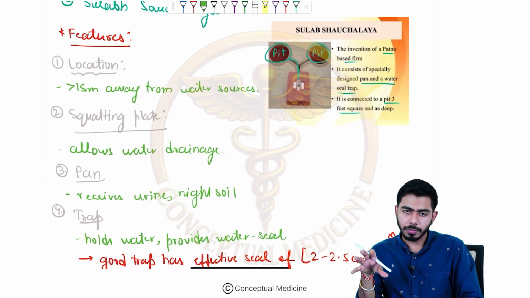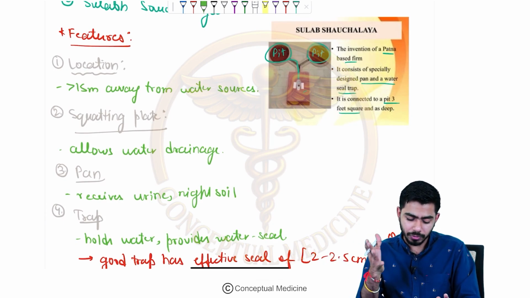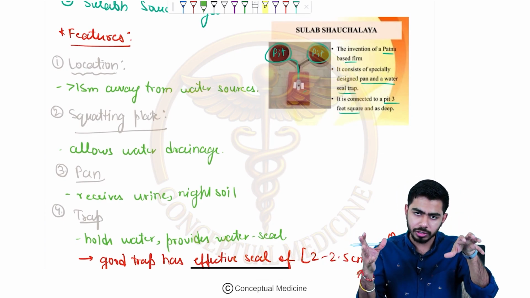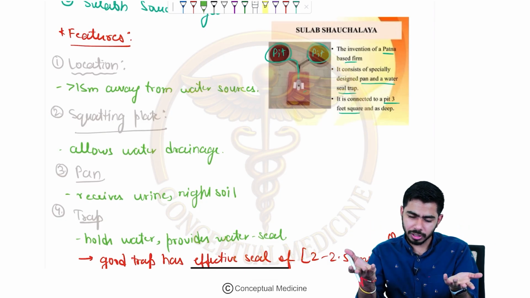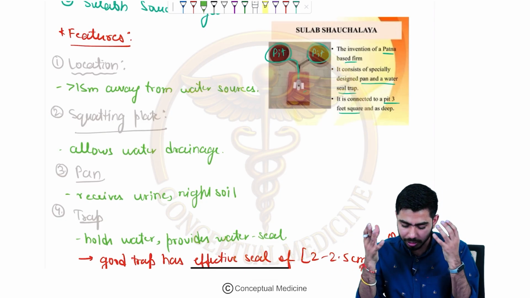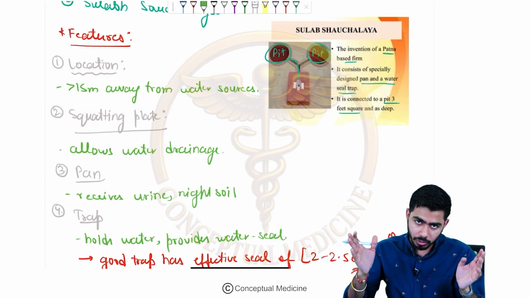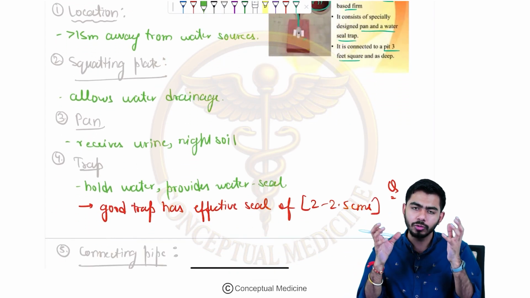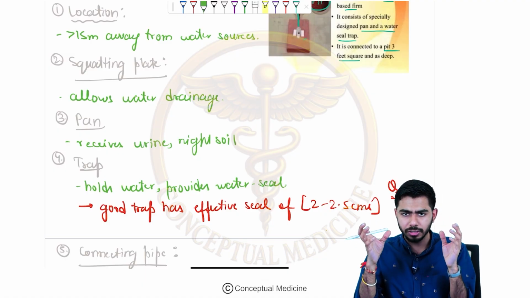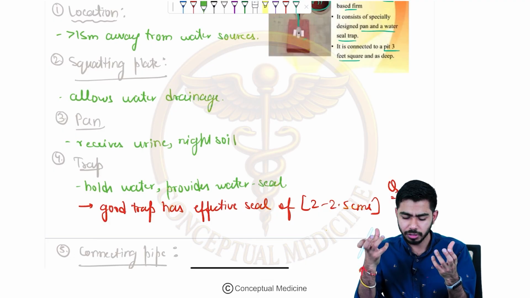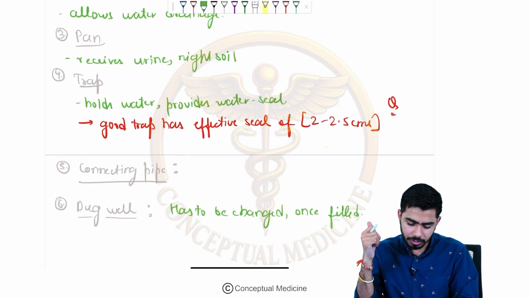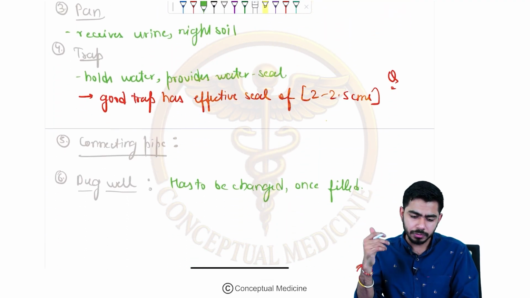The points which I needed to discuss, I have already discussed. The squatting plate allows water drainage. The pan receives the urine, the night soil and the water. The trap holds the water and provides the water seal. A good trap is one having an effective seal of around 2 to 2.5 centimeter when connecting to the dug well.